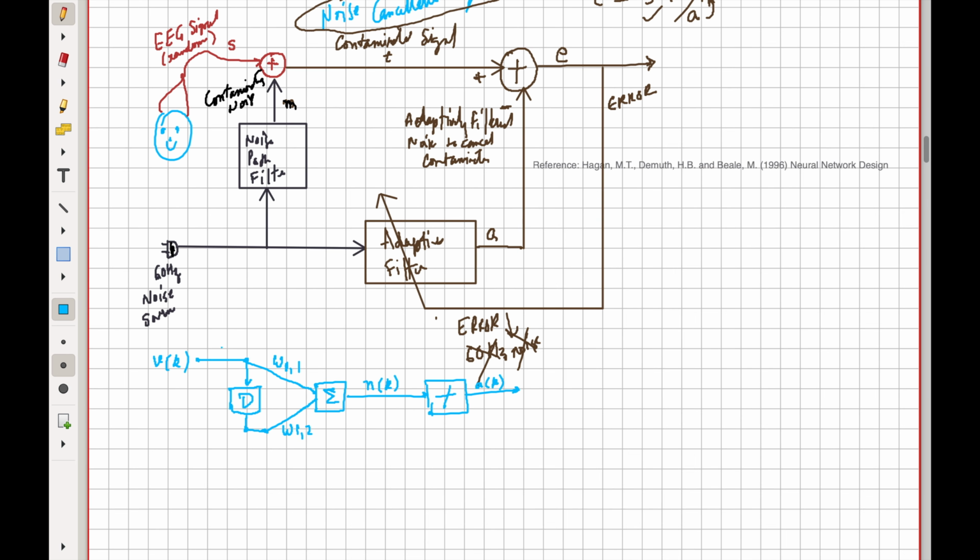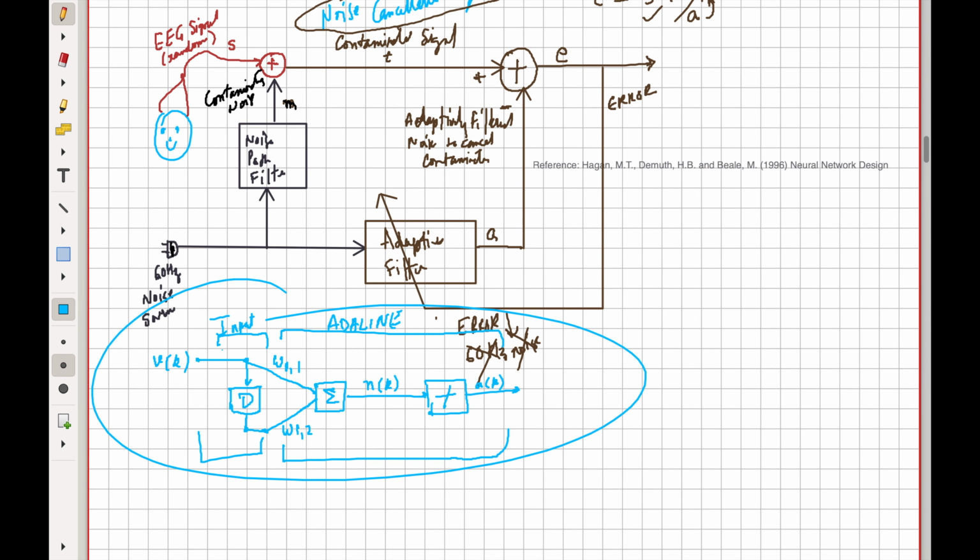And this part right here, this is the input, this one, and then this part all the way up to the A, that is the ADALINE. And together this entire thing is the adaptive filter that we showed earlier.